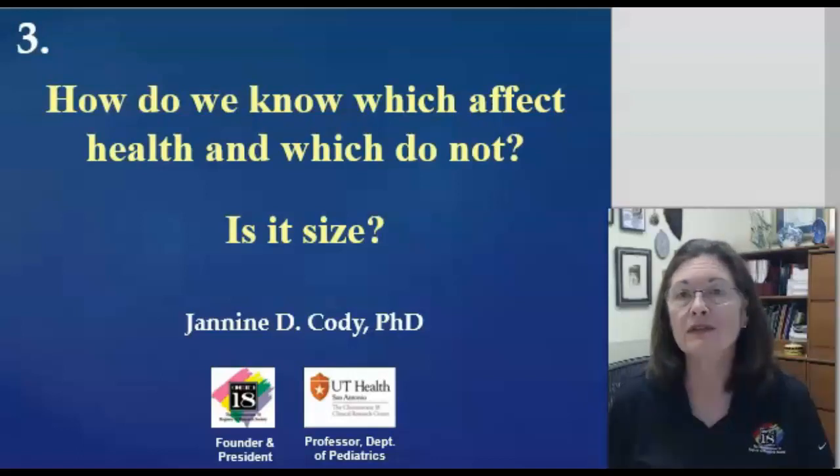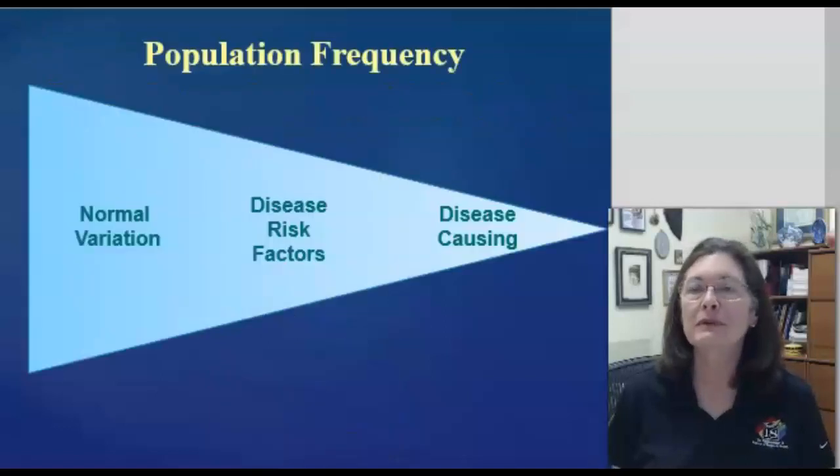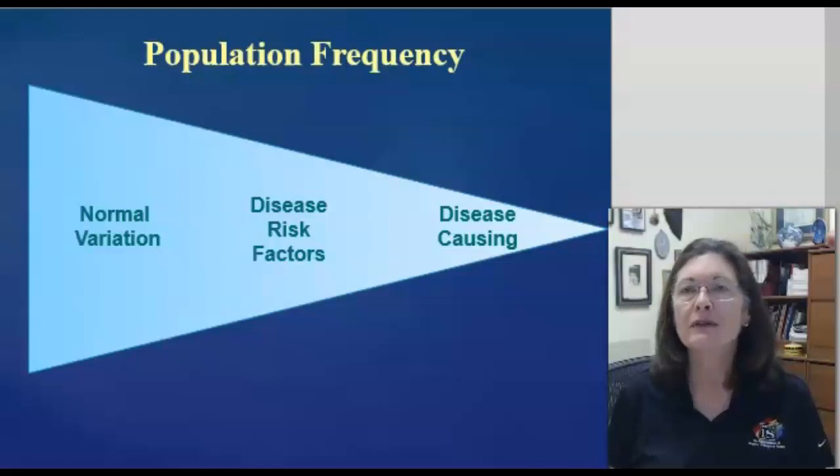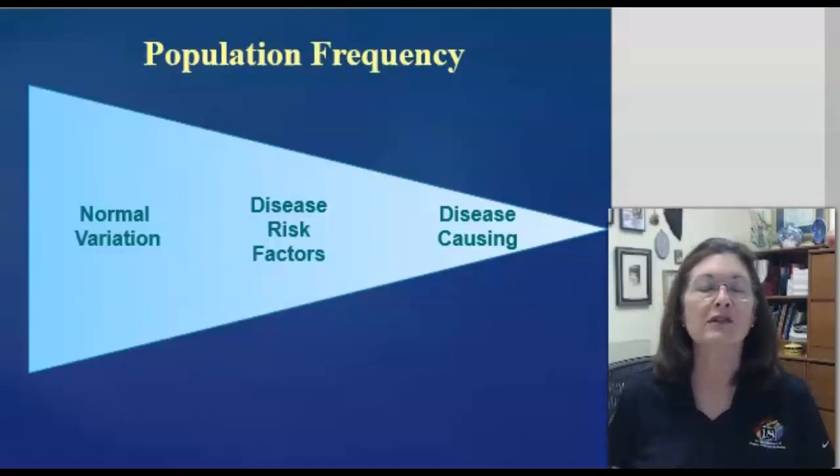So the first obvious question, or a possible answer, would be, well, maybe it's just the size. If you look at the population frequency, you could imagine that there's going to be a whole lot of them that are normal variation, and maybe a smaller number that are involved in disease risk factors. We hear in the news about conditions like Parkinson's or Alzheimer's or autism having a genetic basis, but that basis is due to multiple genes that are risk factors and not a single gene necessarily that is the cause.